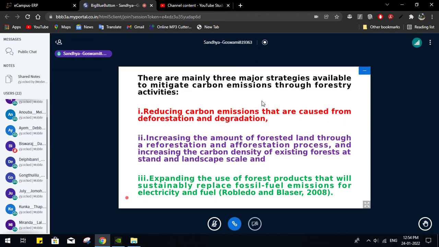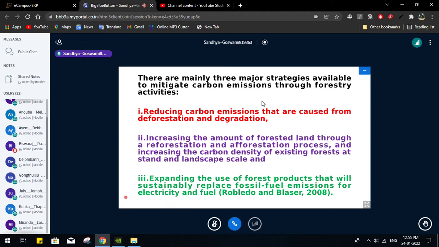Then third, aap kya kar sakte ho? These two are very commonly said: reduce carbon emission caused by deforestation and degradation, and second, plant more trees, right? Ab yahan pe aap use thoda sa scientific way mein likhoge ki through these activities we are going to do it. The third thing that can be done is expanding the use of forest products that will sustainably replace fossil fuel emission for electricity and fuel.